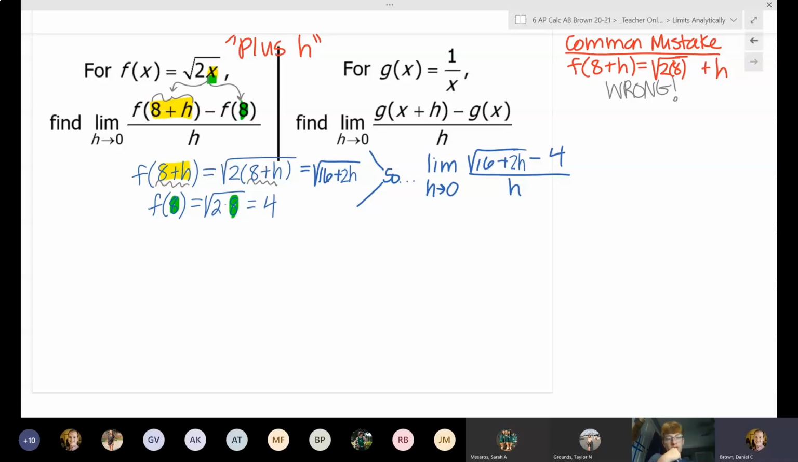And then just get rid of some of those parentheses, because that's a lot going on right there with the square root and the parentheses. Distribute. Don't do what I did the first time. Make sure you distribute correctly. So we end up with the square root of 16 plus 2h.